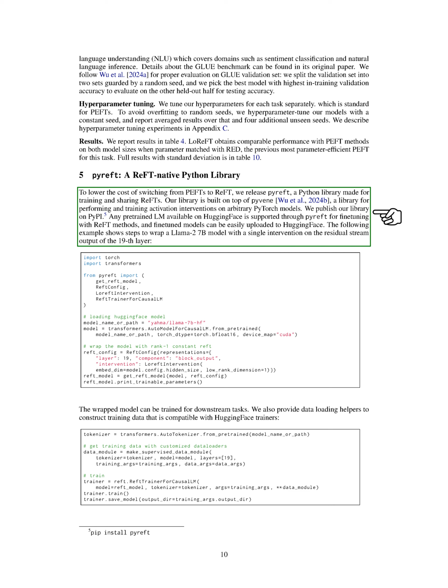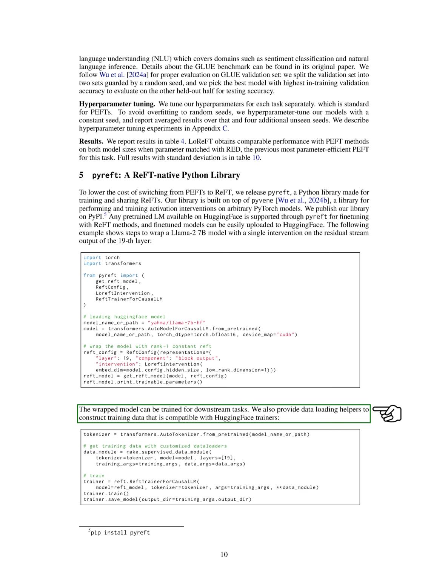An example is provided to demonstrate how to wrap a Llama 2 7B model with a single intervention on the 19th layer's residual stream output. The wrapped model can then be trained for downstream tasks. Additionally, we offer data loading utilities to prepare training data compatible with Hugging Face trainers.